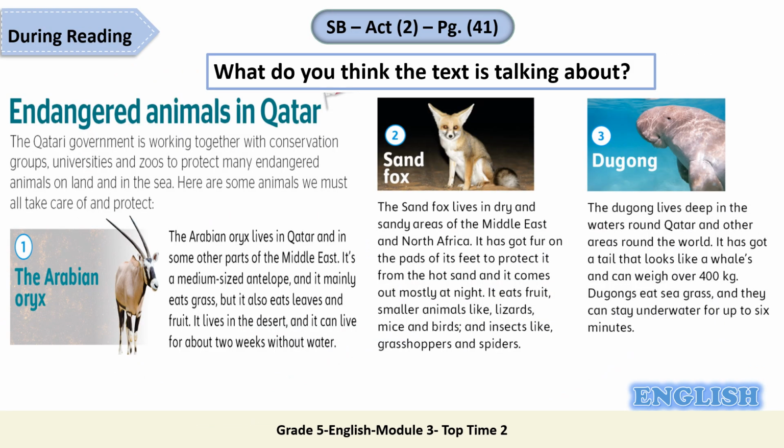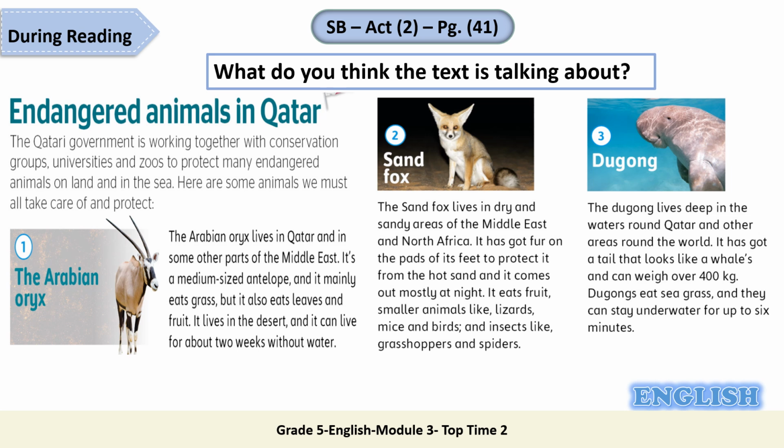It's reading time. Open your student book page 41, activity 2. Look at the pictures. What can you see? Very good. Animals. Now look at the title and the pictures, then read with the recording to find what the text is talking about. Are you ready to read? Let's go.